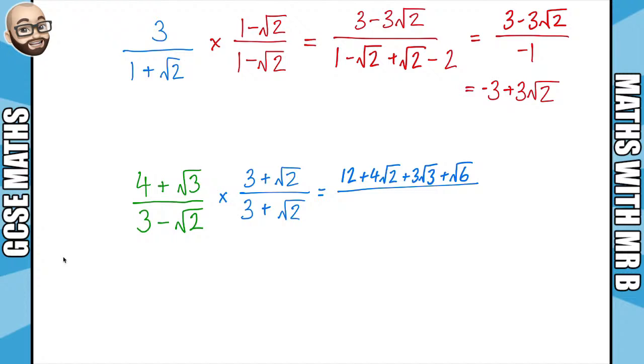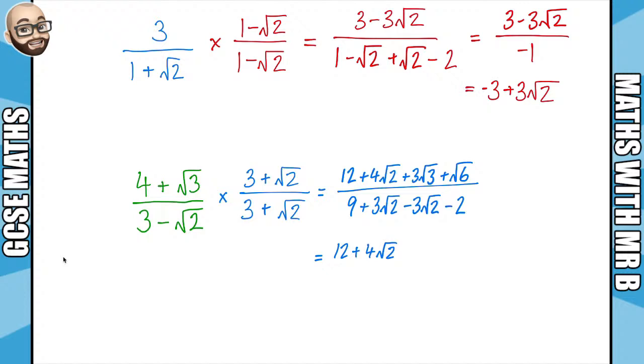But on the bottom, we have 3 times by 3, which is 9. We have 3 times by positive root 2, which is plus 3 root 2's. We have a minus root 2 times by a 3. That's minus 3 root 2's. And then we have negative root 2 times by positive root 2, which is minus 2. Now we can't simplify the numerator here because we have one rational number and then 3 different surds. So the top is going to have to stay the same.